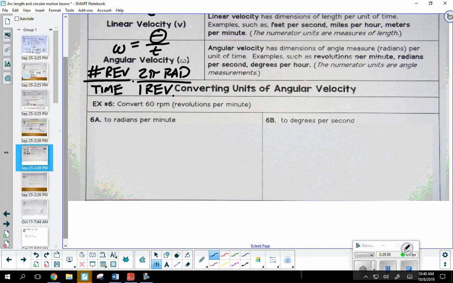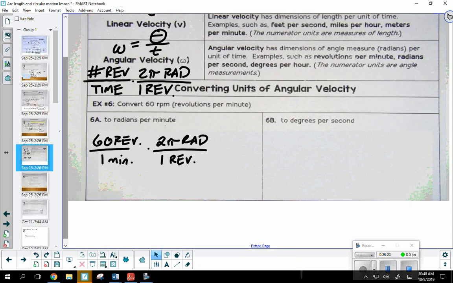60 revolutions. Okay, so that's the number of revolutions. So 60 revolutions in how much time? Per minute. So 1 minute. Okay, times. Now I'm going to go ahead and convert that to radians. So I'm going to multiply this by 2 pi radians in 1 revolution.